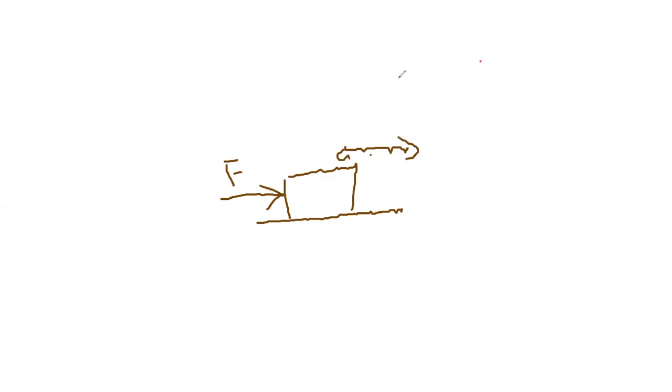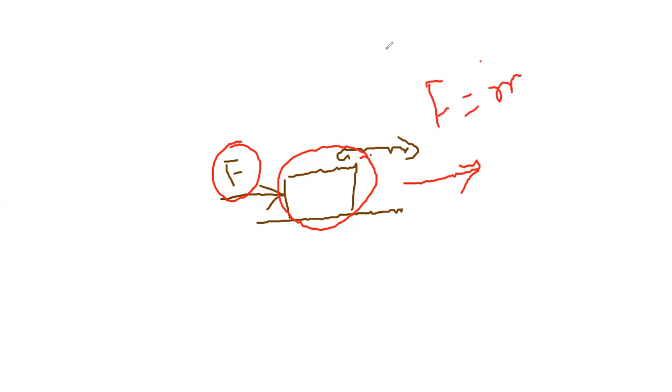What causes this table to move in the forward direction is nothing but the force that has been exerted on the table, that will try to move your table in the forward direction. So your force is defined as mass into acceleration.